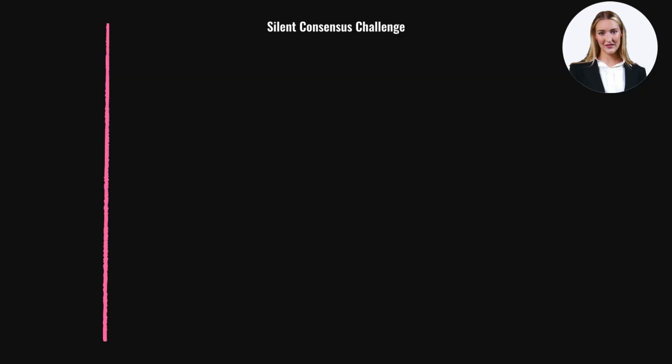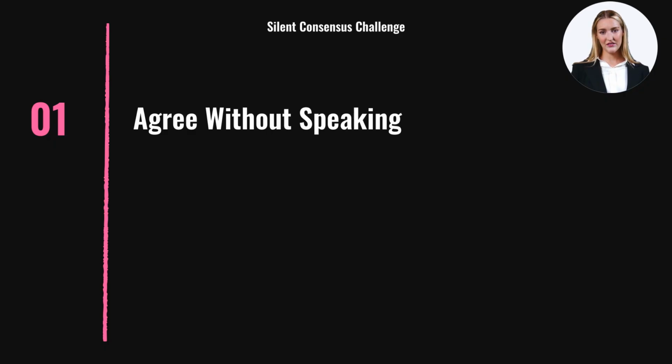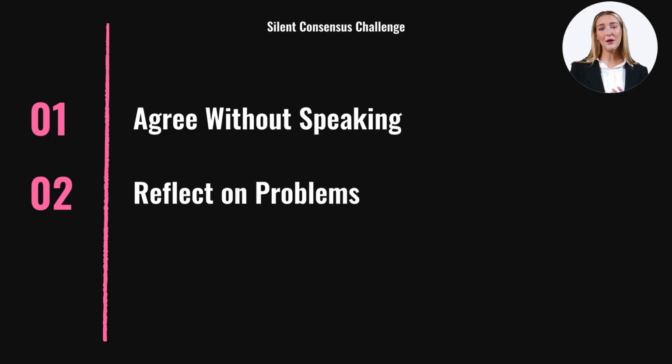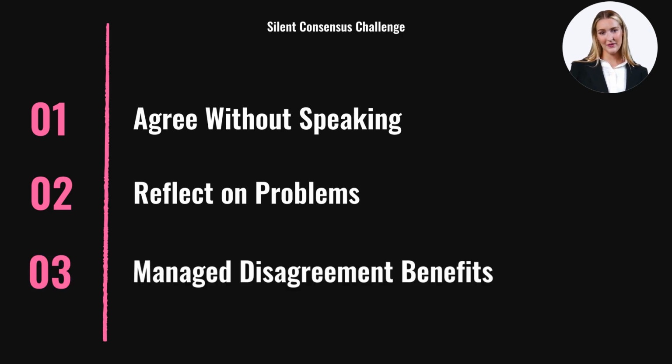Let's dive into the silent consensus challenge. In groups, you'll agree on a solution without speaking. Reflect on the problems that emerged and consider how disagreement might have been beneficial. I'll demonstrate two planning approaches: quick agreement, which misses key points, versus managed disagreement, leading to a stronger plan.